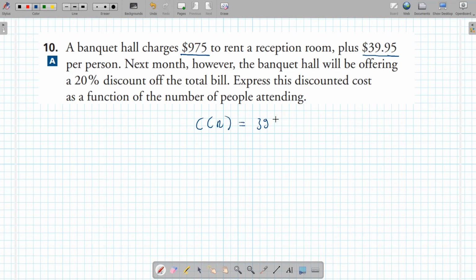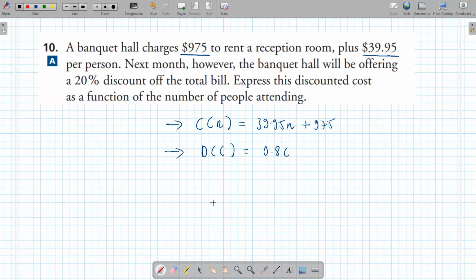39.95x plus 9.75. I'm just going to call it n. Same thing, x or n, doesn't really matter. So that's your cost. And next month, let's call it discount, will be 20%, right? If there's a 20% discount, that means you're going to pay 80% of the price. So like this. Maybe you should call it D of C. Okay, like that. This is your first equation, this is your second equation.